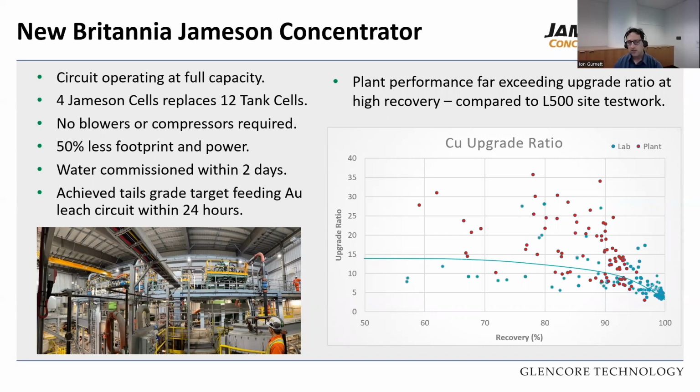The way the circuit is designed to operate is they want to try and remove as much copper as possible before they feed the CIP circuit. And as I addressed earlier on in this presentation, one of the common industry misconceptions is that the Jameson cell can't achieve recovery. Here they commissioned a full flotation circuit and achieved target within 24 hours. So it's going really, really well. The plant performance currently is exceeding expectations.